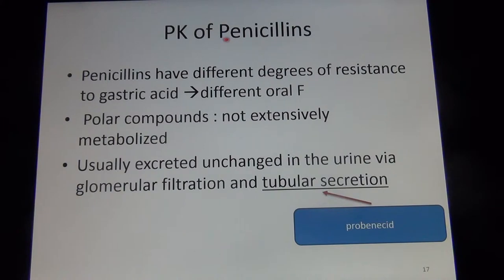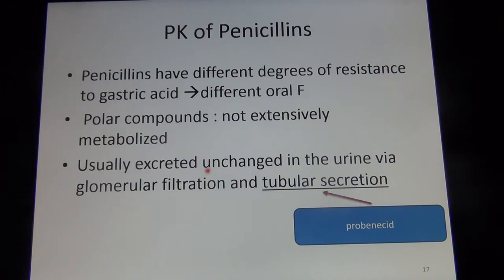Now, the pharmacokinetics of penicillins. Penicillins have different degrees of resistance to gastric acid. The different degrees of resistance to the acid in the stomach will cause different oral bioavailability. Penicillins are polar compounds, meaning that they are very hydrophilic and not hydrophobic, so they are easily dissolved in water. They are not extensively metabolized, due to the limited volume of distribution, the limited places that they can go because of their limited solubility in lipid.